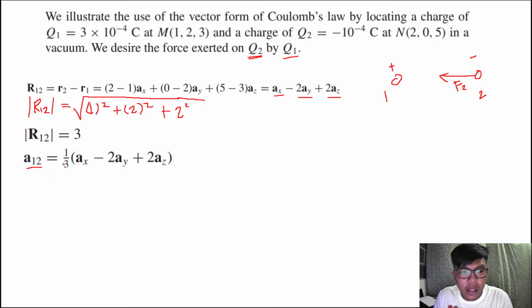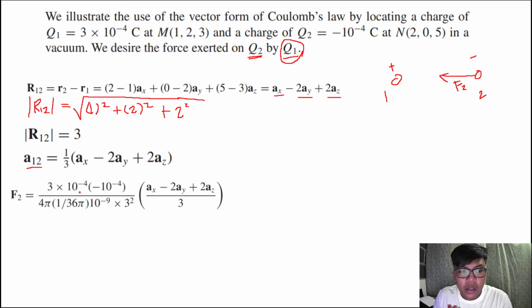So, we just simply divide the vector R12, a sub x minus 2 a sub y plus 2 a sub z, by 3. Or simply, multiply it by 1/3, di ba? So, ito ngayon yung unit vector mo, yung direction ng force. Kasi ang sabi, ang mag-a-apply ng force is si Q1. Kapag ginawa mong A sub 21 yan, parang ang nag-exert na ng force sa sarili niya is si Q2. Parang siya na nag-exert ng force sa sarili niya, wherein, mali yun. So, ang mag-a-apply ng force, sabi dito, is Q1.